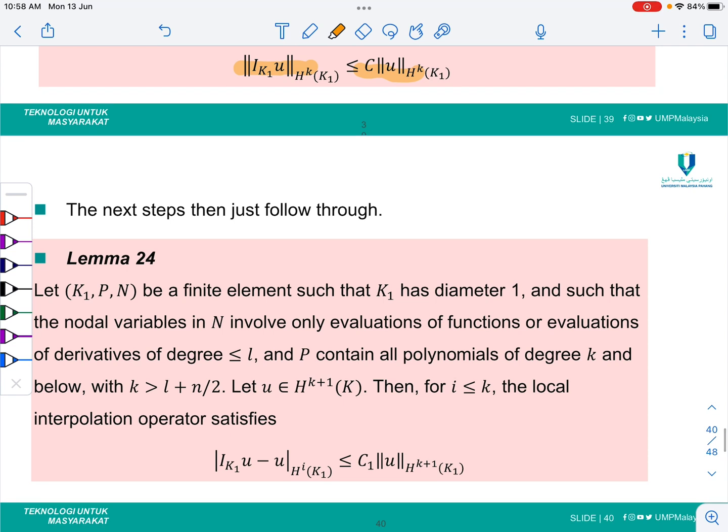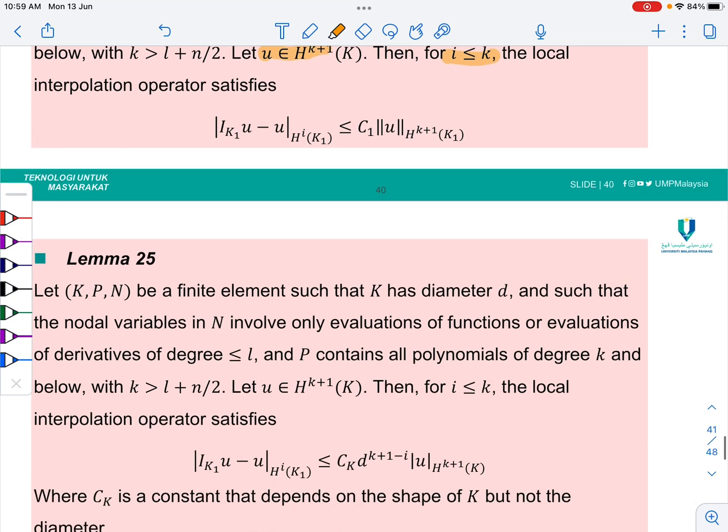The next steps then just follow through. Let (K1, P, N) be a finite element such that K1 has diameter 1 and such that the nodal variables in N involve only evaluation of functions or evaluations of derivatives of degree less than or equal to l, and P contains all polynomials of degree k and below with k greater than l plus n over 2. Let u in H^{k+1}, then for i less than or equal to k, the local interpolation operator satisfies this, the difference between the interpolation and the solution u is bounded.